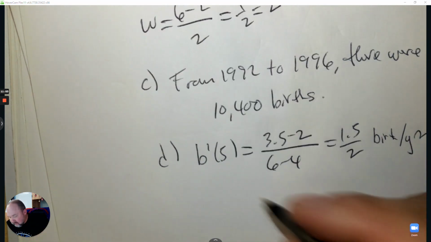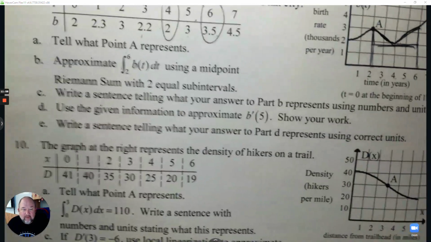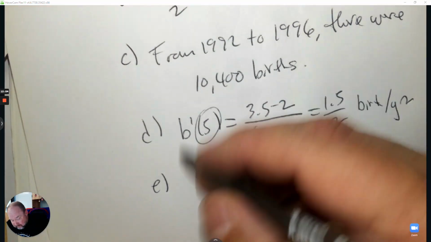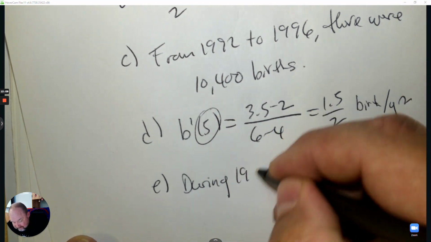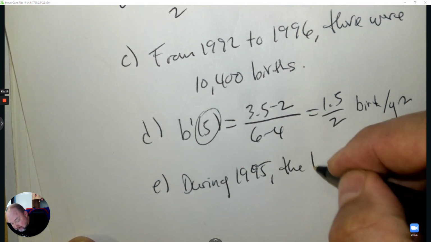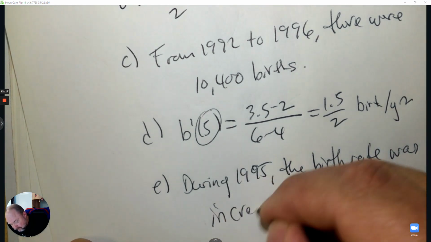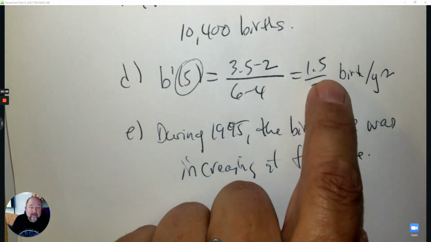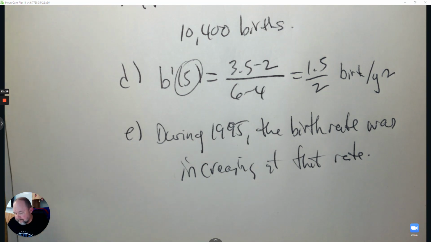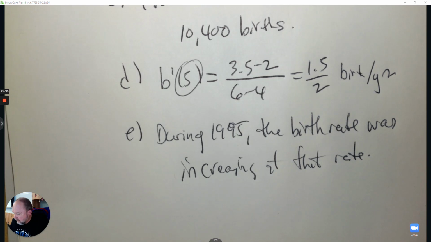All right. Next, part E. Write a sentence telling what your answer in part D represents, using correct phrases. So what that means is, 5, first of all, what year is that? 1995. The birth rate was increasing at that rate. That's what it means. If that was a negative number, then the birth rate would be decreasing during that time. Per year, per year. Okay.